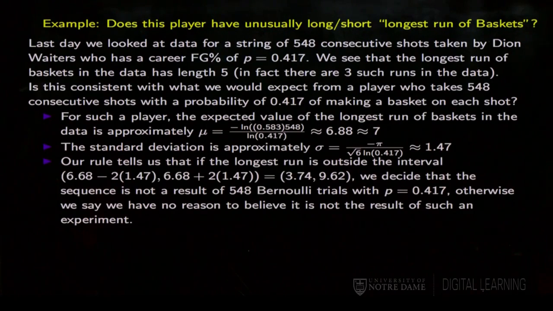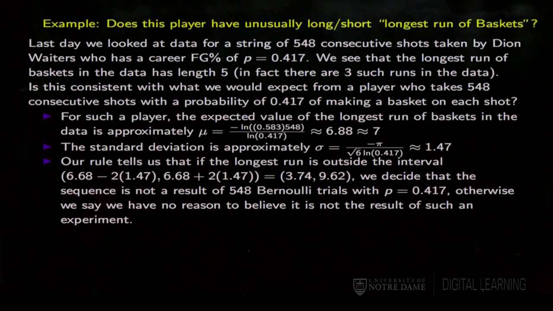So our rule is that if our observation of the length of the longest run, which is 5 in this case, is more than 2 standard deviations away from what we might expect, then we're going to say that we think that this sequence was not randomly generated. Otherwise, we're going to say there's insufficient evidence to suggest that it's not randomly generated.